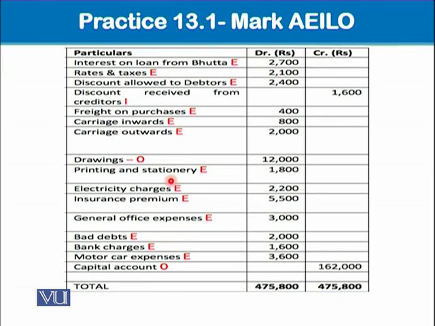Well, then drawings. Drawings is minus O, meaning it is contra to owner's equity, appearing in the debit side. That's fine. Printing and stationery is an expense. Electricity charges appearing in the debit side of a trial balance, yes, it's an expense. Insurance premium. Again, you are confused. Why? Just because premium is a new word? Come on. Insurance premium appearing in the debit side. Now tell me, should it be an asset? Can you say that there would be economic benefits associated with this insurance premium for the upcoming future years?